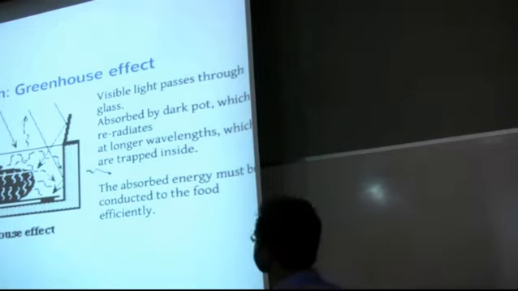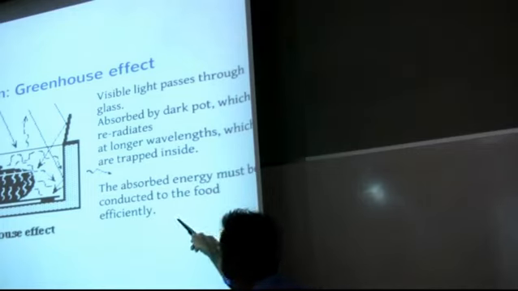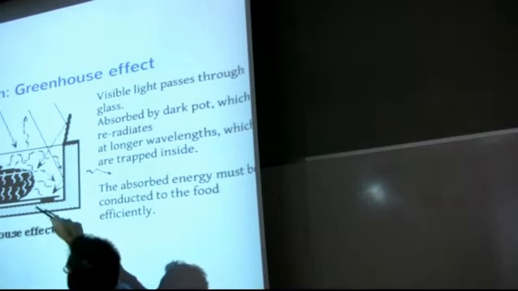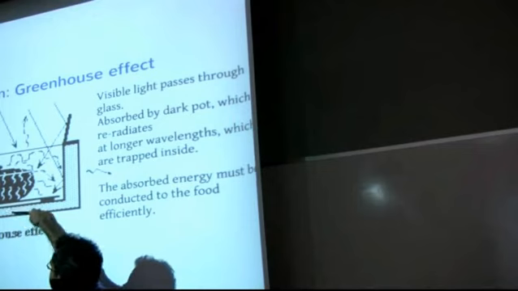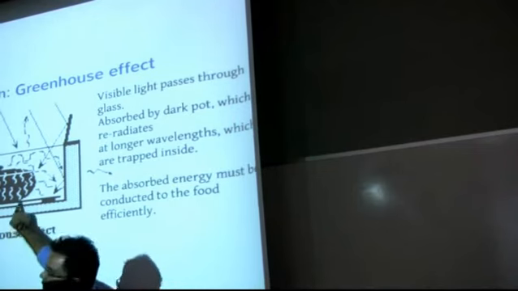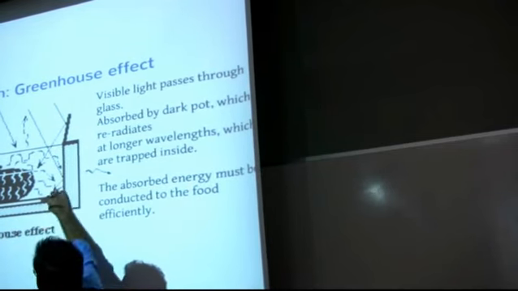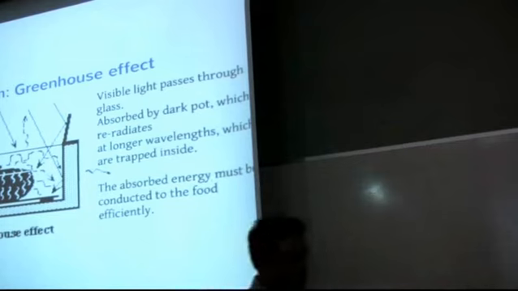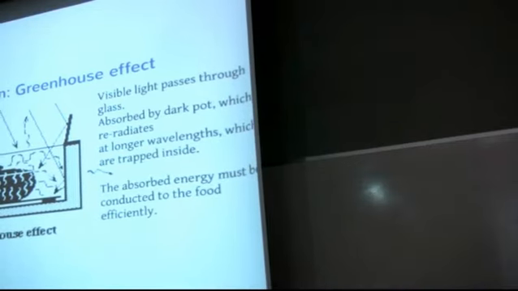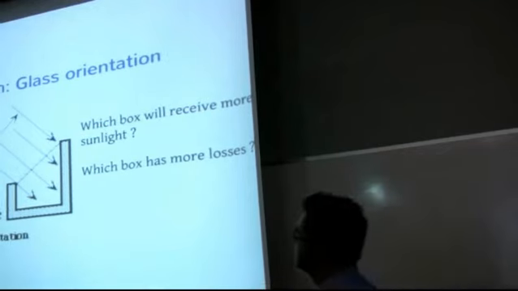Same principle. The other important thing is that the absorbed energy must be conducted to the food efficiently. That's another area of design, which is also important. The energy has to be conducted there and not conducted down to the walls or whatever, which means you need insulation, all that kind of stuff, and hopefully better design. We'll talk about the heat losses in a minute.